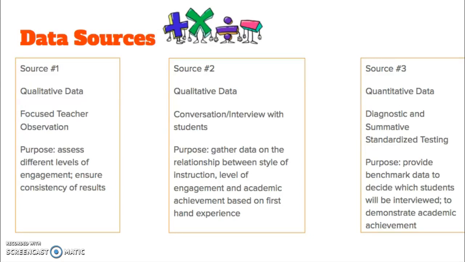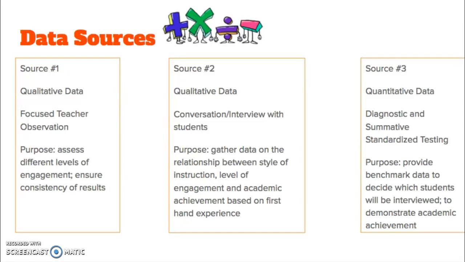Conversations and interviews with students achieving a variety of academic grades will occur consistently throughout the unit under observation about their level of engagement with the subject. The purpose of this observation is to gather qualitative data on the relationship between the style of instruction, level of engagement, and academic achievement. Diagnostic and summative standardized testing will be completed by all students under observation.